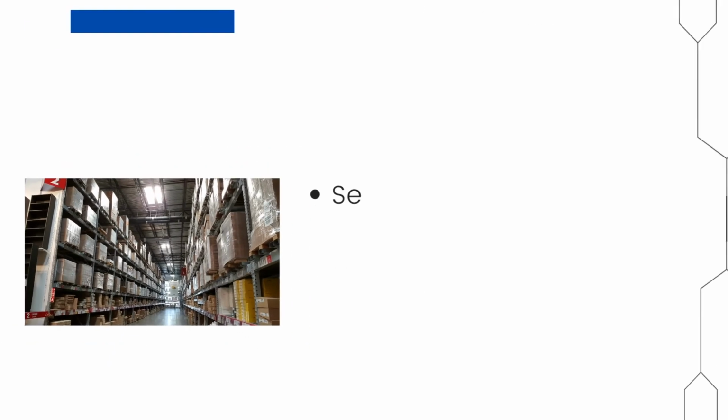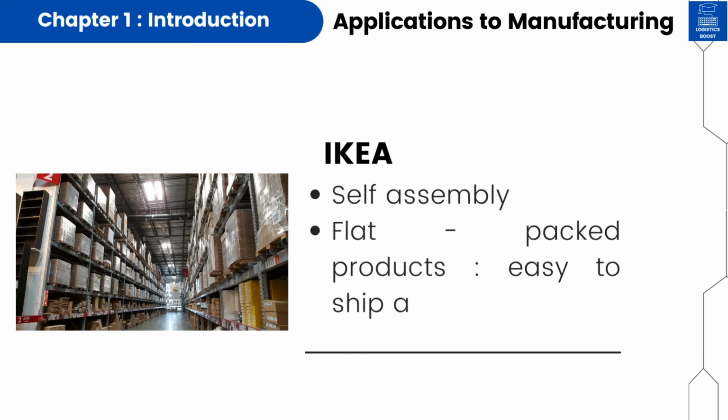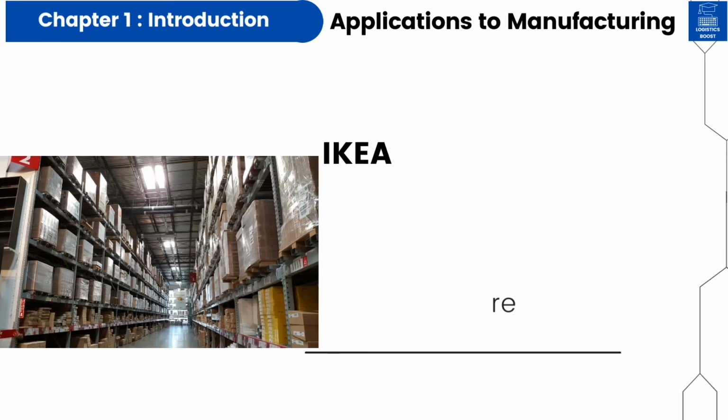IKEA is another wonderful example of a company that employs best practices in logistics and supply chain in both production and services. Many goods are designed for customers to assemble themselves. They are flat packed, making shipping and storage easier. Self-assembly is generally simple, with many items containing components that fit together easily.